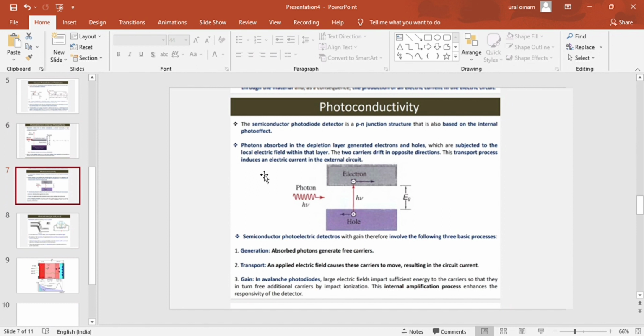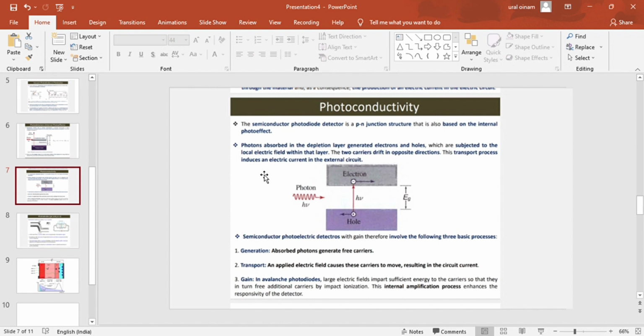So what is photoconductivity? In the concept of photoconductivity, let's take an intrinsic semiconductor, and let's assume that light falls onto it. When light falls onto it, the atoms of the intrinsic semiconductor will excite the electron, and at the same time they will release a hole. So this excited electron will increase the conductivity of the material.